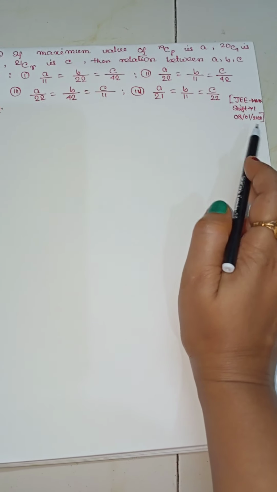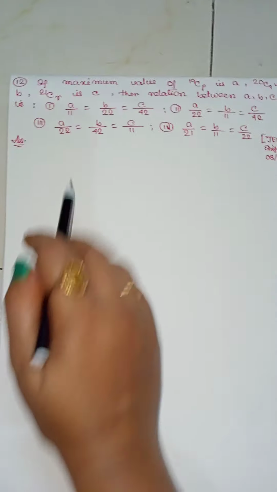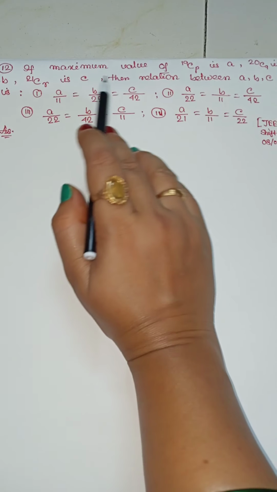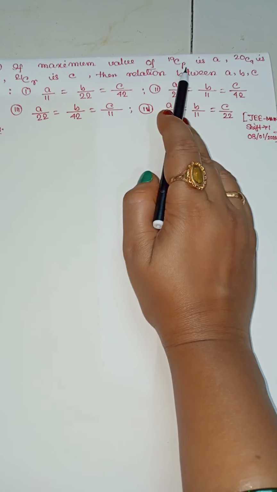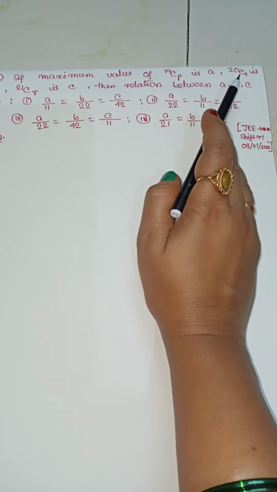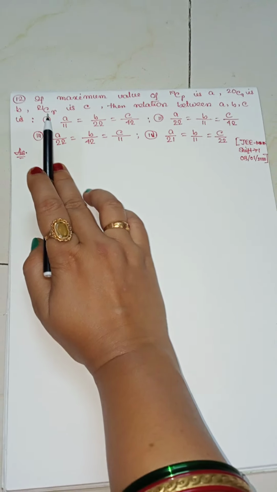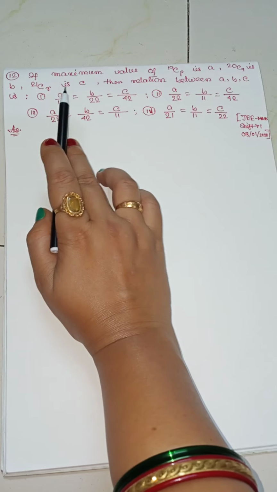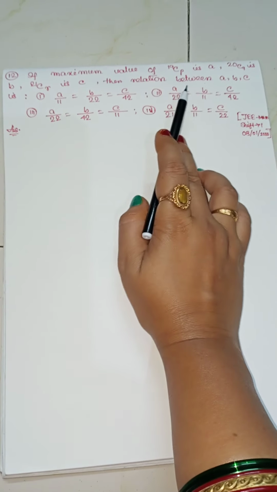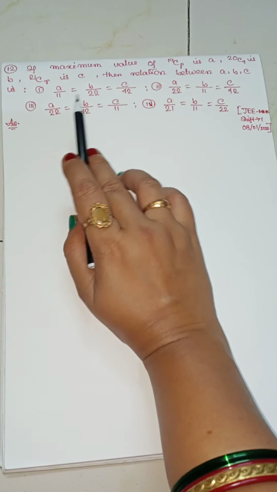Today we solve the JEE Main Shift 1, 8th January 2020 question. Question number 12: if the maximum value of 19CP is A, 20CQ is B, and 21CR is C, then the relation between A, B, C is asked, with 4 options given. This is a problem on the binomial theorem.